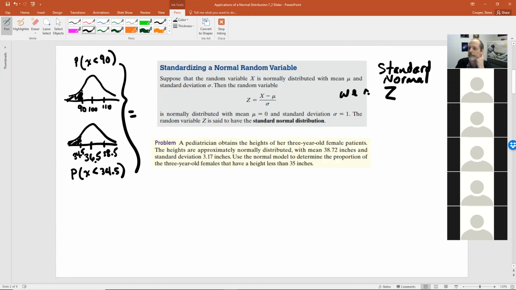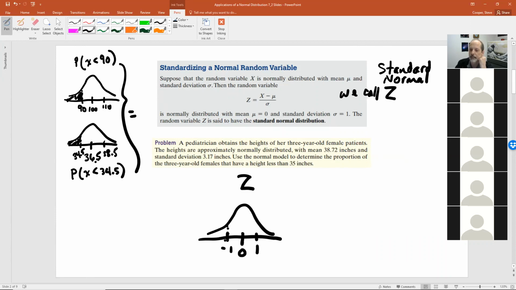So we call it Z. And it's a simple calculation. I just need to take whatever value I'm interested in from the underlying normal distribution, subtract the mean of the normal distribution, and divide by the normal distribution's standard deviation. And that's going to standardize it and make a new normal distribution whose mean is 0 and whose standard deviation is 1. So this is Z.